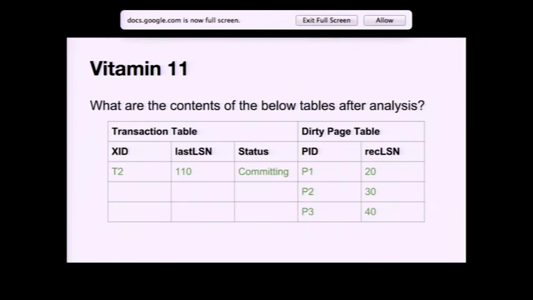In this problem, I didn't actually explicitly say that at the checkpoint the transaction table and dirty page table were empty. We'll be a bit more clear about that on the exam, and we'll actually include the contents if they have any contents. Otherwise, we'll just say both of these are empty. I believe I was more clear on the vitamin too, but I condensed the vitamin down just to make these slides a bit shorter.